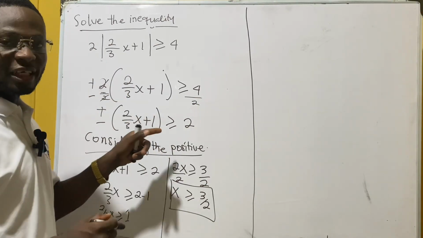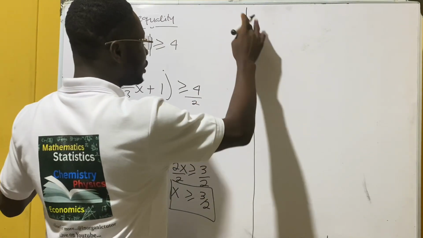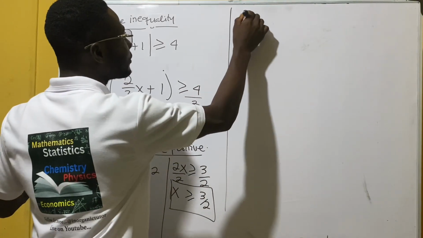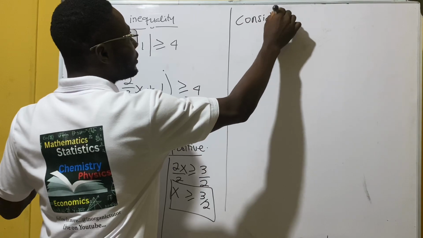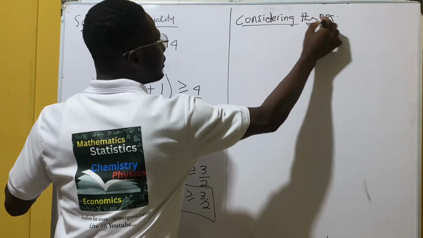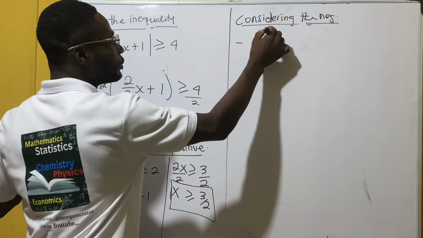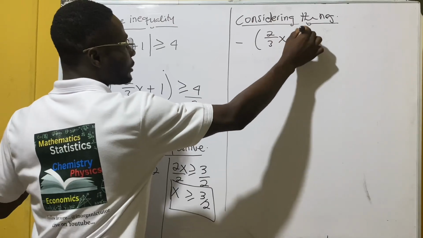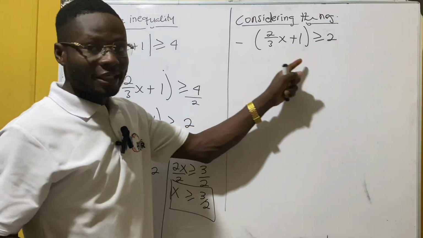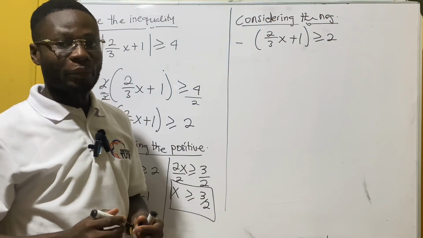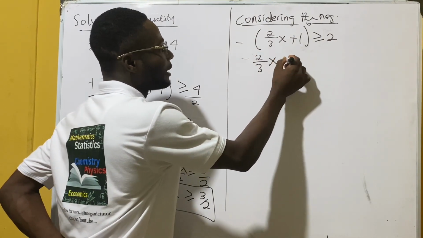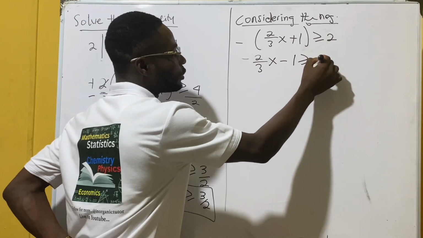Okay, so let's consider the negative aspect. Considering the negative aspect, we're going to have negative into 2 on 3x plus 1 greater than or equal to 2. So here, we spread the negative through the elements in the bracket. So we're going to have minus 2 over 3x minus 1 greater than or equal to 2.